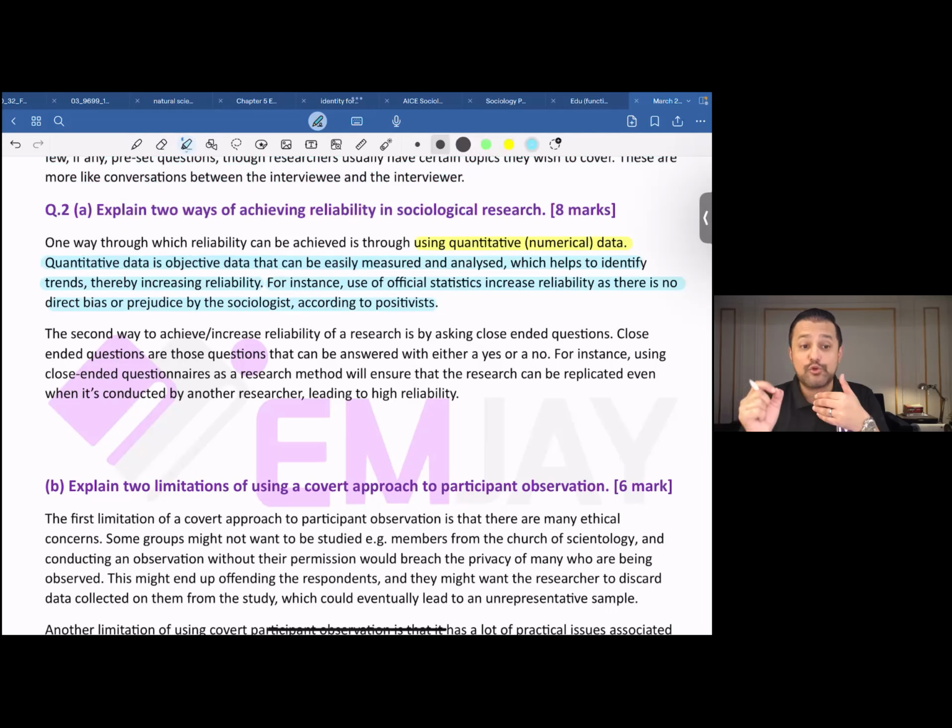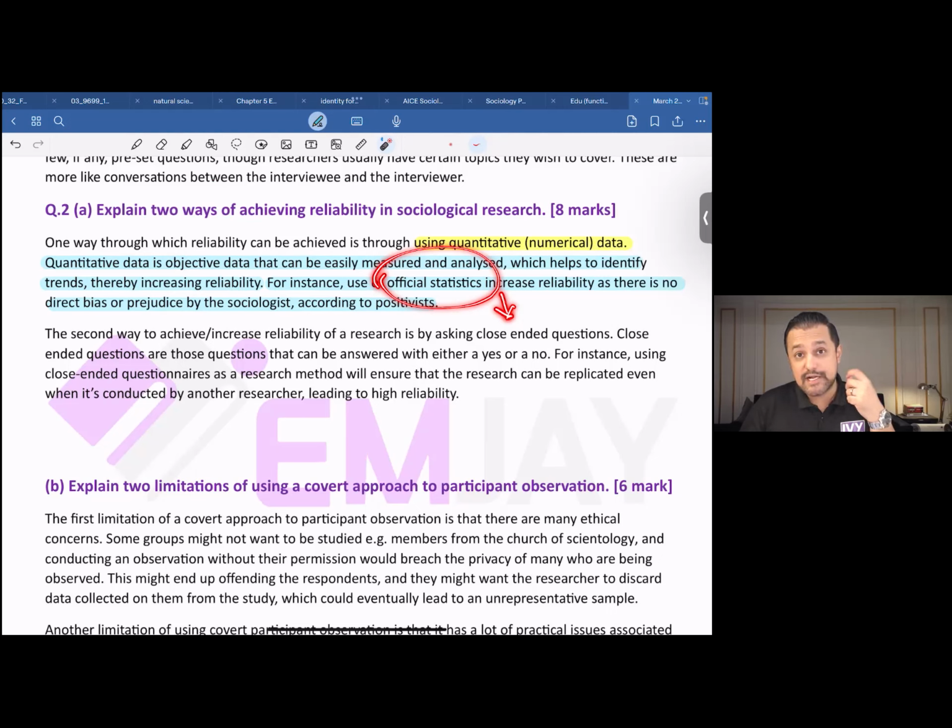So one way through which reliability can be achieved is through using quantitative, that is numerical data. Quantitative data is objective data that can be easily measured and analyzed, which helps to identify trends, thereby increasing reliability. For instance, use of official statistics increases reliability as there's no direct bias or prejudice by the sociologists, according to positivists. Of course, when you talk about using official statistics, just in case you do not recall what they are, these are statistics, official statistics, okay?